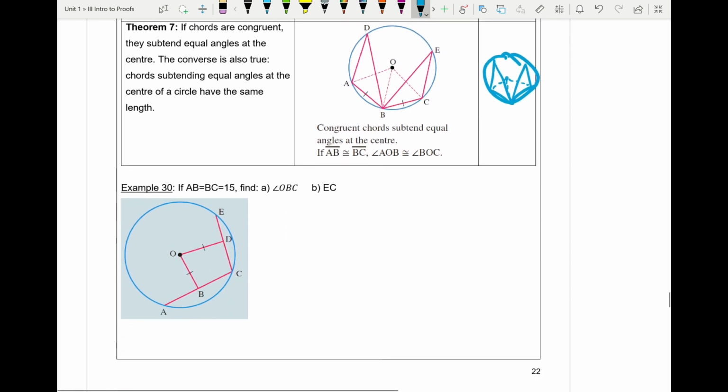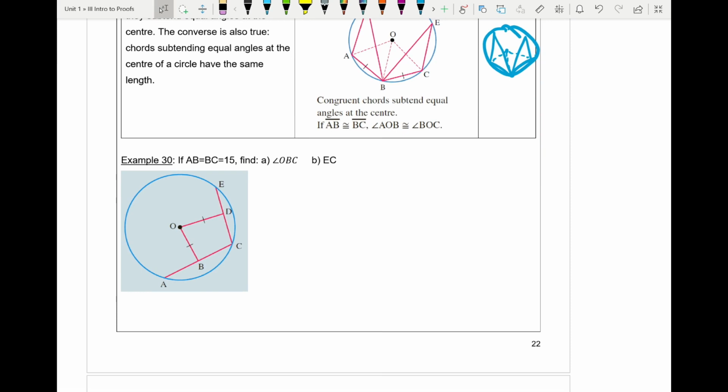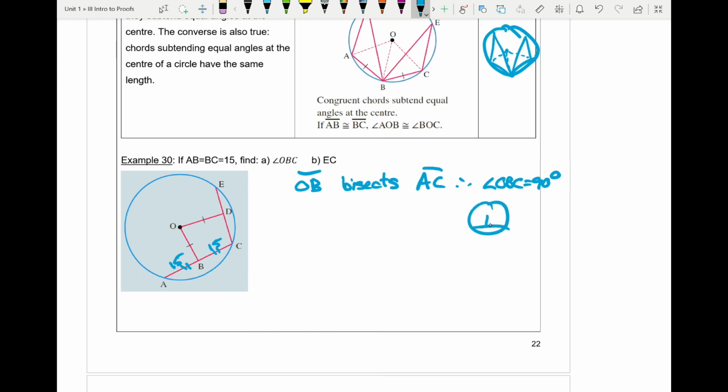So let's put this into practice. Example 30. If AB equals BC is equal to 15, find the angle OBC and find the distance of EC. So let's first label what we're told. So these two distances are 15 and they're equal to each other. So what that means is OB bisects the chord AC. So if OB bisects AC, then the angle OBC has to equal 90 degrees. And the symbol we give for that is a chord bisected.